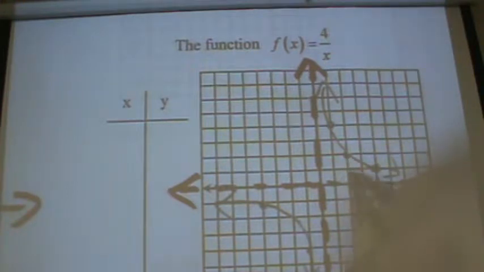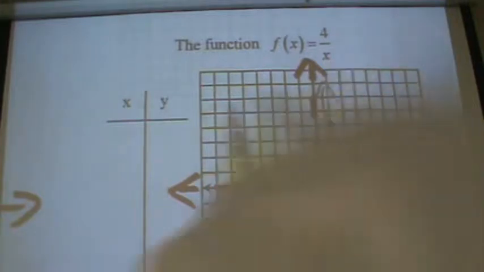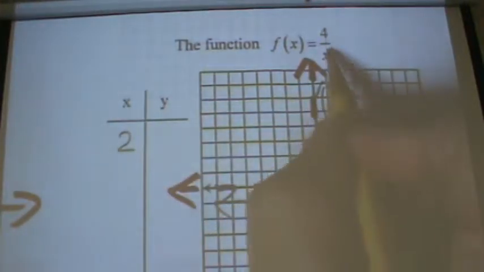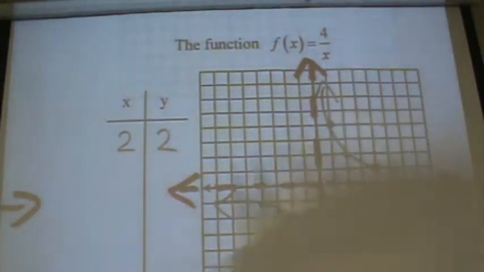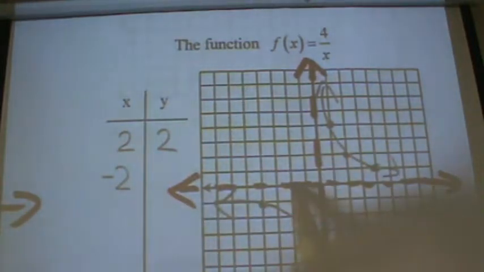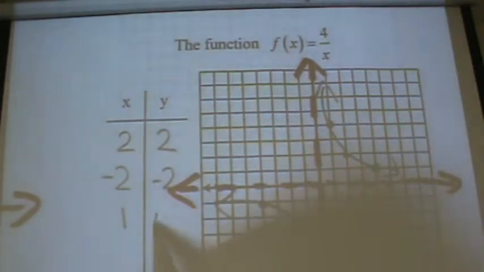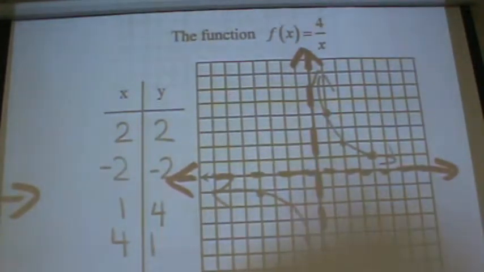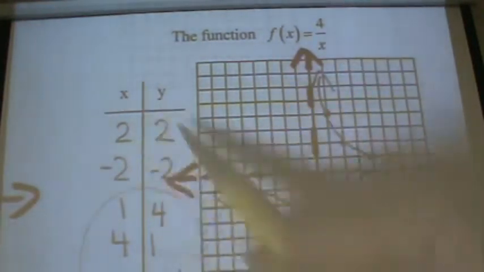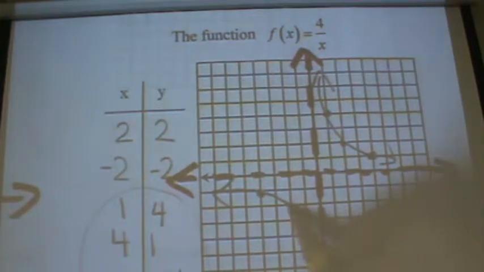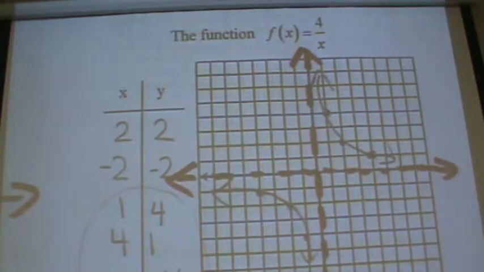How do I know that 2, 2 is a point? Because if I were to plug 2 in here for x, what comes out? What's 4 over 2? 2. And if I were to plug negative 2 in here, 4 over negative 2, and this would be negative 2. So I'm not saying that 1, 4, 4, 1, negative 4, and negative 4, negative 1 are the only points. There are more. But these are the integers that I want you to know. The 1, 4, 4, 1, and so forth.